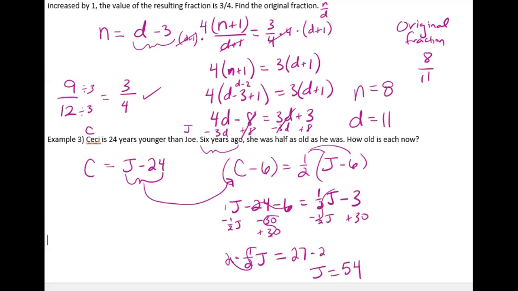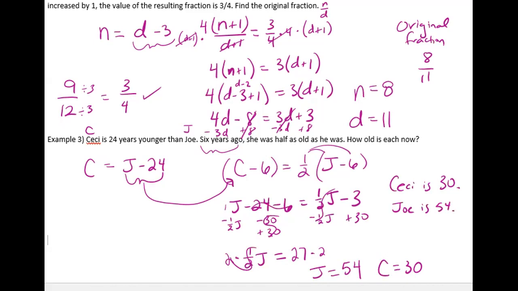If Cece is Joe's age minus 24, we can take 54 and subtract 24 and get that Cece is 30. So you would want to write it out. Cece is 30. Joe is 54.